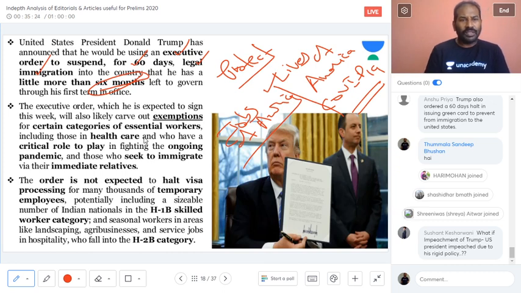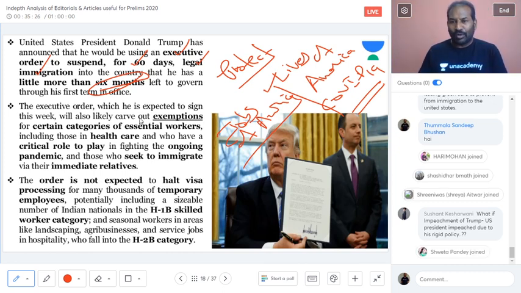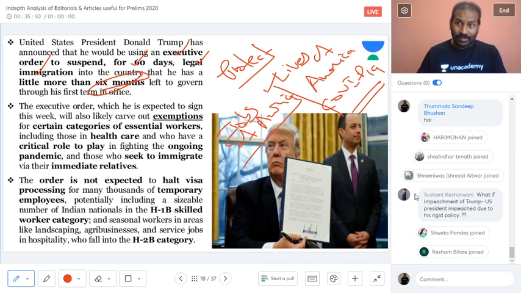Now we'll get into the other one. Now it's the main point that Sushant has written, I will read: what if impeachment of Trump, US President impeached due to his rigid policy? In the recent past, it has gone ahead. Nancy Pelosi, we have seen, the Speaker of the House, went ahead with it. But it was not in favor of Nancy Pelosi or the Democrats, it was in favor of Trump himself, that they could not go ahead with the impeachment.